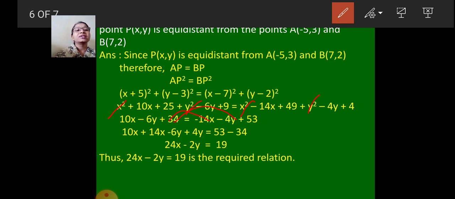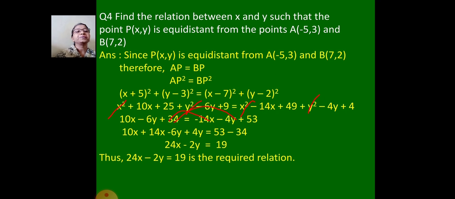So can we further simplify this? Is there any common term? No. So now this is the final relation between x and y. So thus 24x minus 2y is equal to 19 is the required relation. Understood? Now let us move to the next sum.